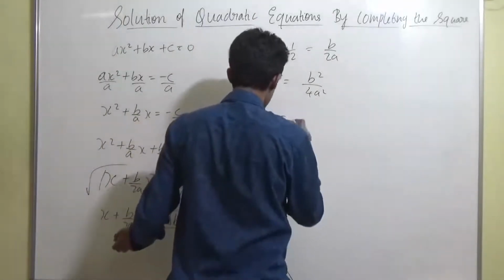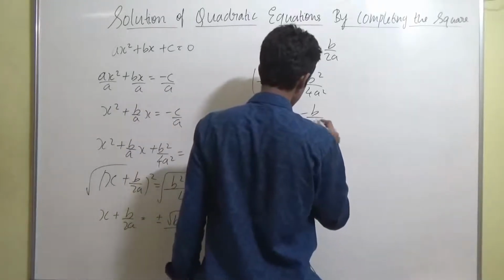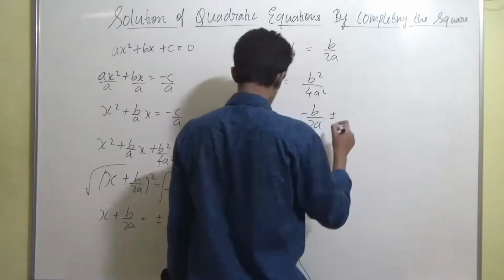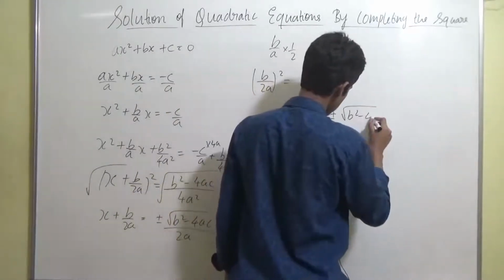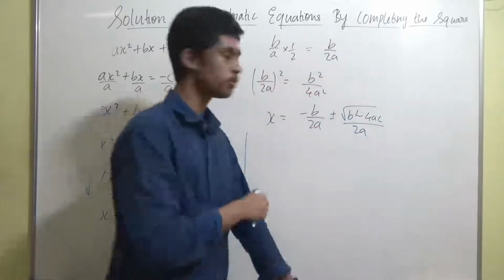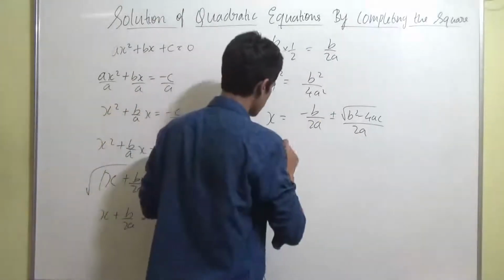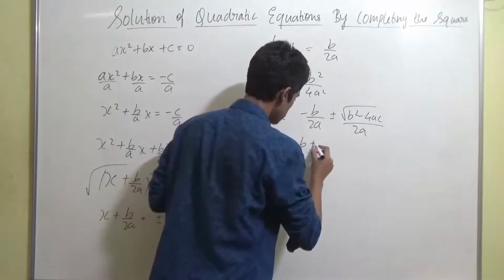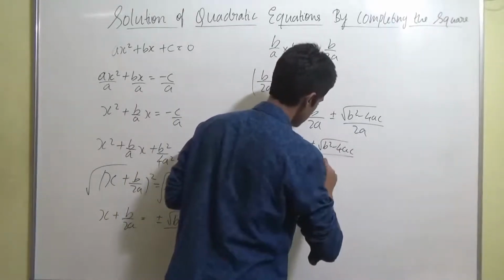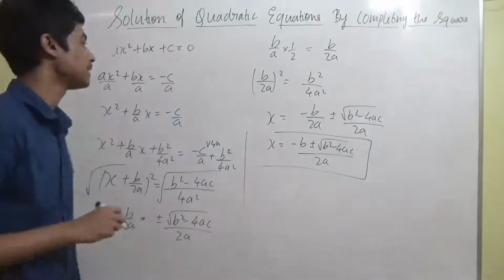If you keep x on one side and take b to this side, it becomes minus b by 2a plus or minus root of b square minus 4ac by 2a. Now what you have to do, guys? It is the same term in the denominator, right? So you can take it in common. So x will become equal to minus b plus or minus root of b square minus 4ac by 2a. This formula is a very important formula, guys.